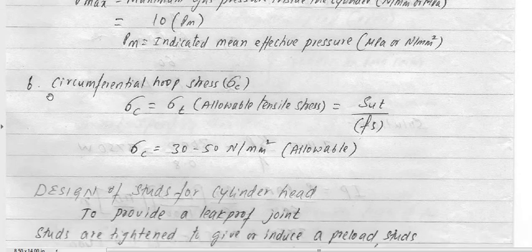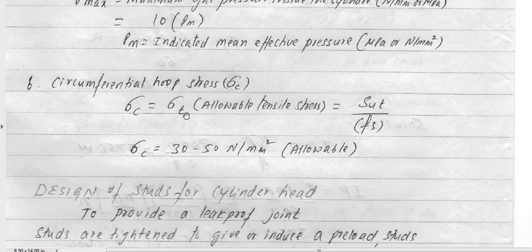Now the second equation is the circumferential hoop stress. You can say circumferential stress or hoop stress. Sigma_c is equal to sigma_t, where sigma_t is the allowable tensile stress, calculated as S_UT, the ultimate tensile strength, divided by Fs, the factor of safety. That ratio is nothing but the circumferential stress.